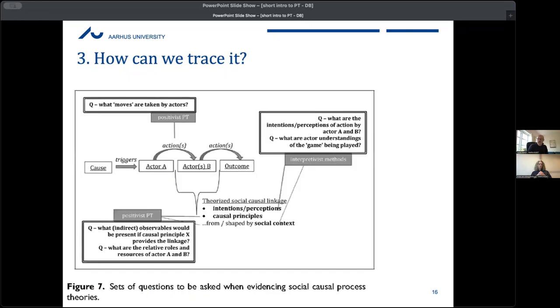And that's where, if we have a really simple process, if I just focus here in the middle, cause, outcome, where actor A doing something then leads actor B to do something, the positivist process tracing would be looking at observables of, okay, actor A did this, but then the more interpretivist would be asking things like, what were the intentions or perceptions of action? What were the actors' understanding of the actual game being played?